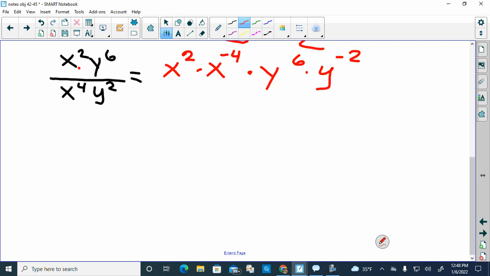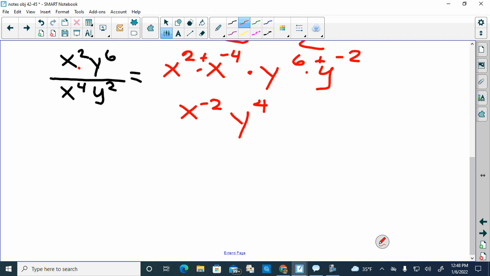Add them. Okay, so when we have multiplication, we're going to add the exponents, but we're not adding because one of them is a negative. So if I were to add 2 plus a negative 4, that would make it a negative 2. If I'm adding these, that means my y would be what? 4. Okay, so this is right, it's just not simplified because you shouldn't have a negative exponent.